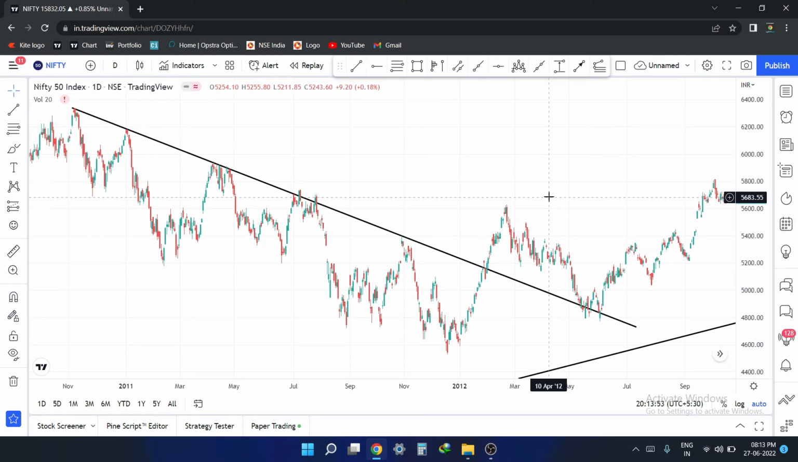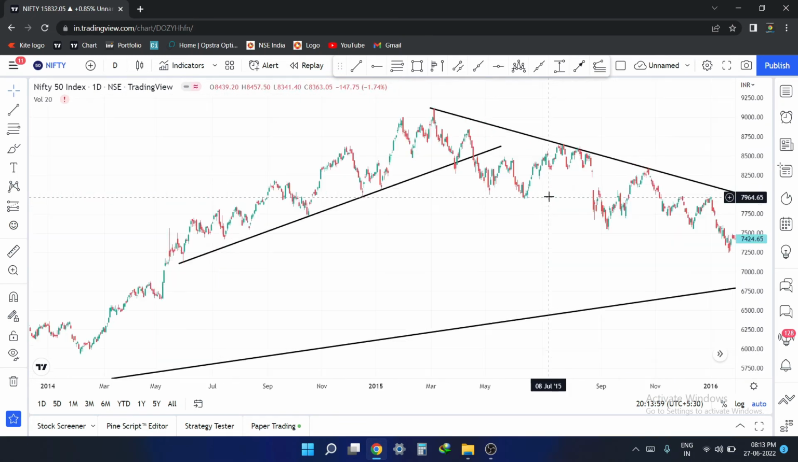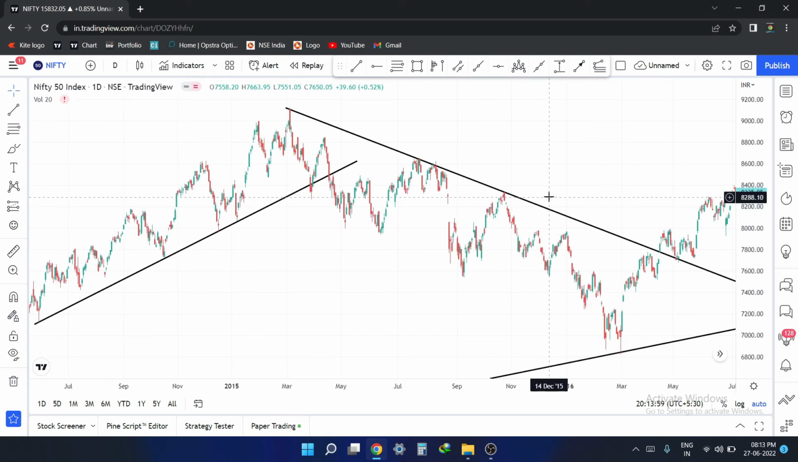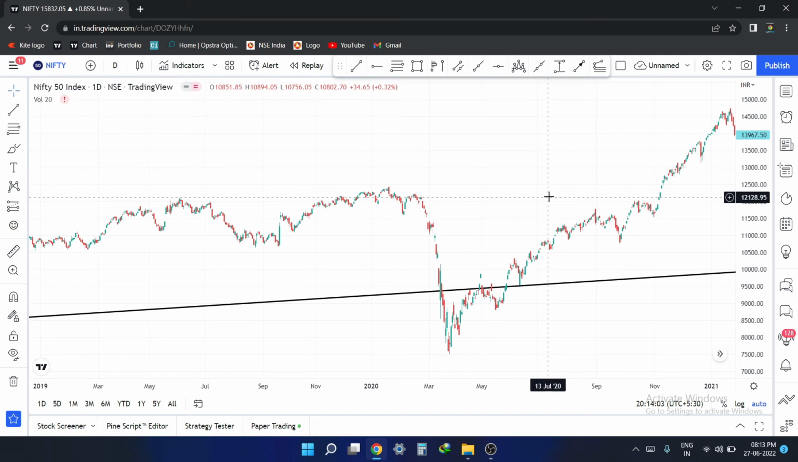indicates that the rate of movement or speed is not likely to be sustained. I am sure you have seen the movement after the COVID crash. It was like a 70-80-degree movement. Let me take it. 2020. Yeah, this one.